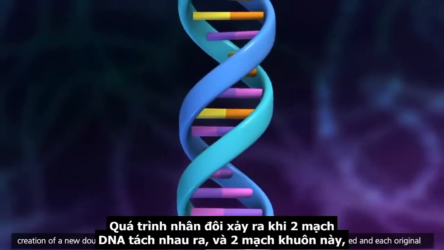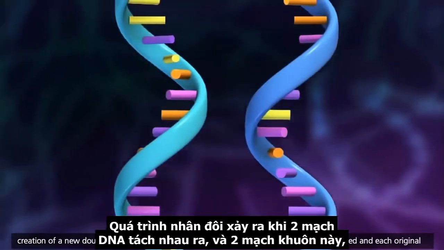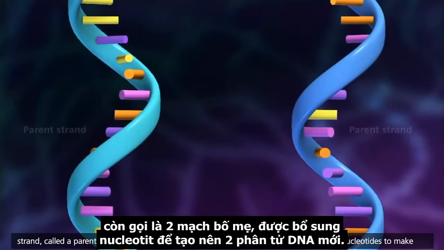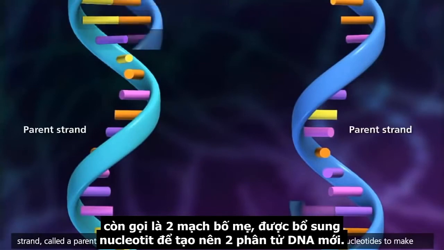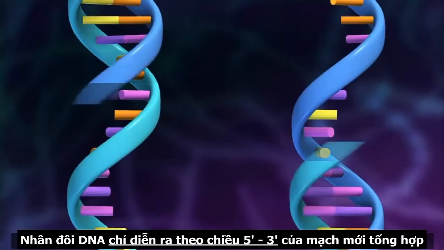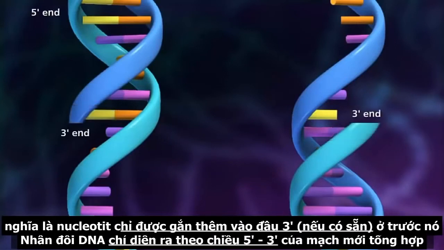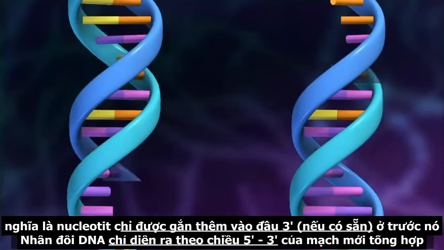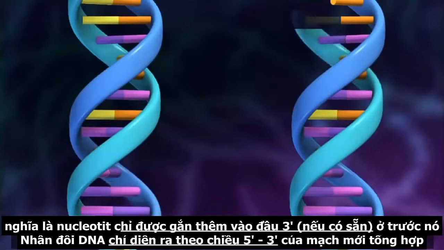Replication begins with double-stranded DNA being separated, and each original strand, called a parent strand, is used as a template for the complementary base pairing of nucleotides to make two new molecules. DNA replication occurs in the 5' to 3' direction, adding new nucleotides to the 3' end of the newly forming strand.